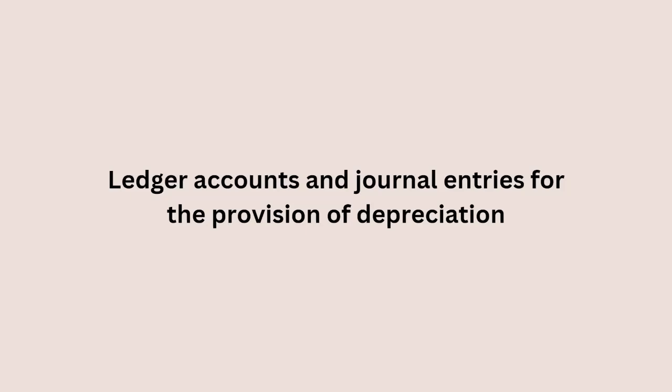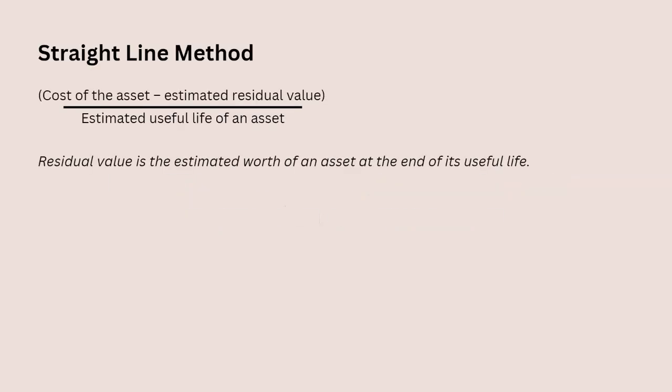So in this video we are going to focus on ledger accounts and the journal entries for the provision for depreciation. Before that, let's see how to calculate the straight line method. First, we take the cost of the asset, reduce it by the estimated residual value, and divide it by the useful life of the asset.